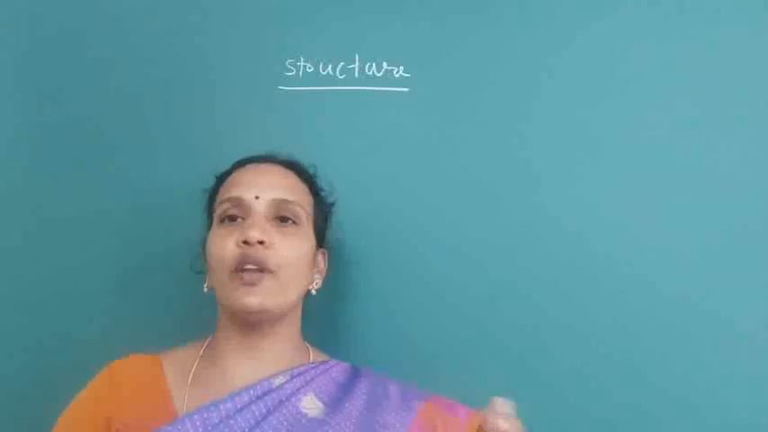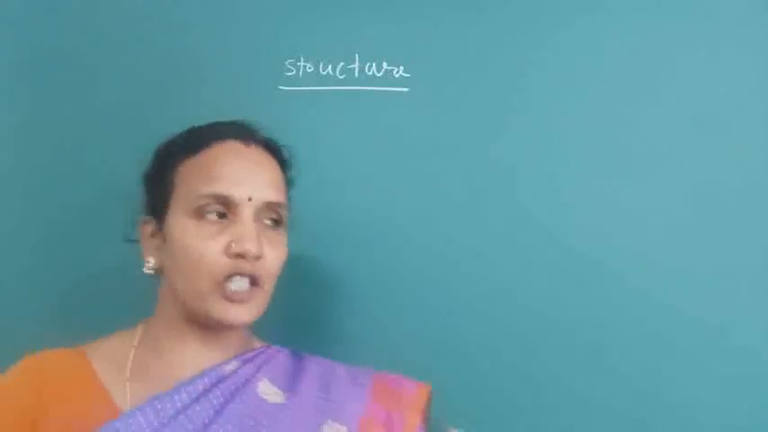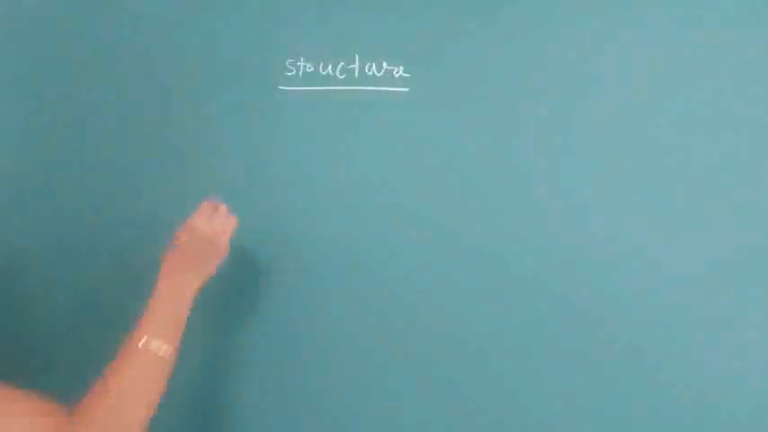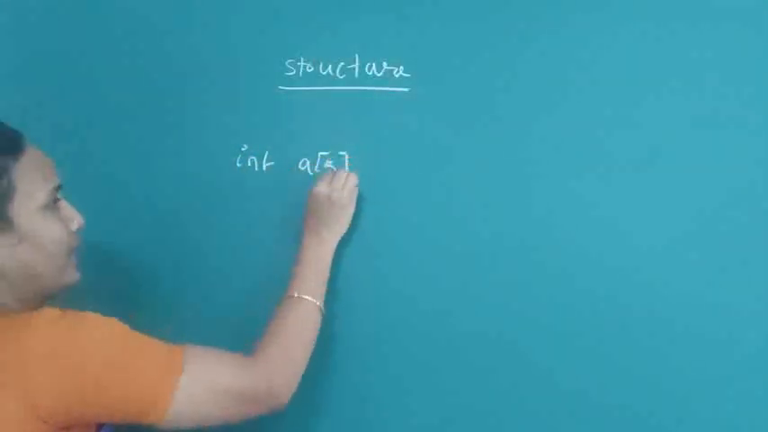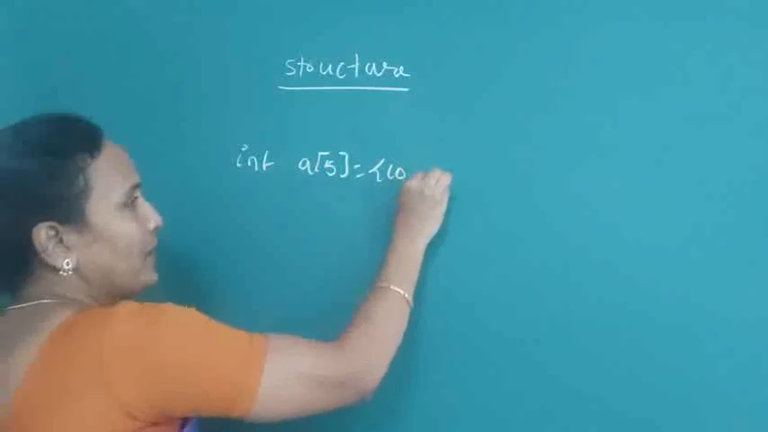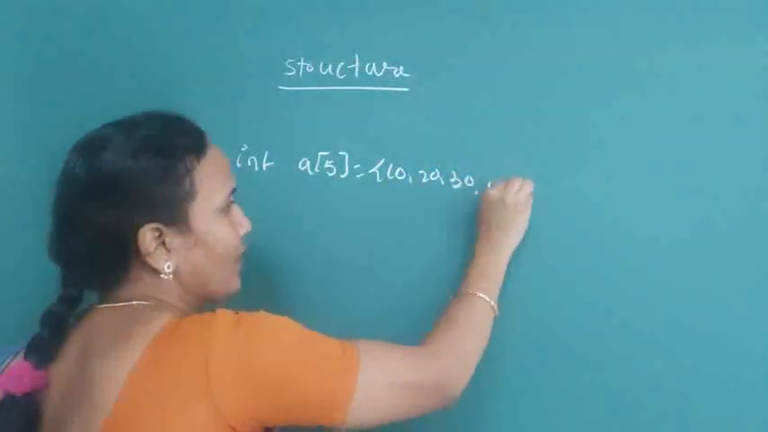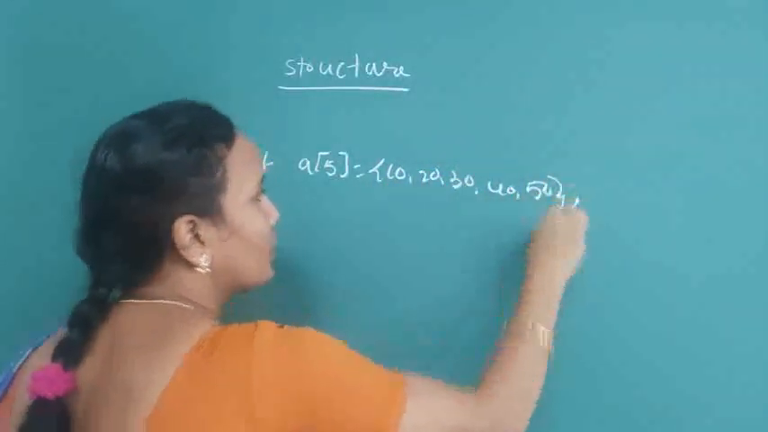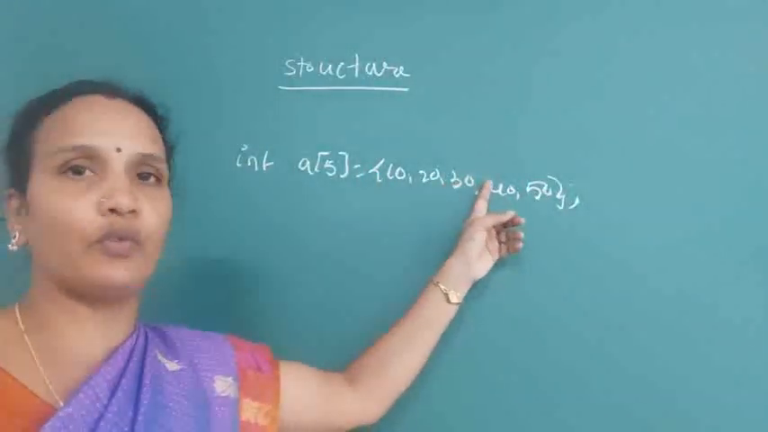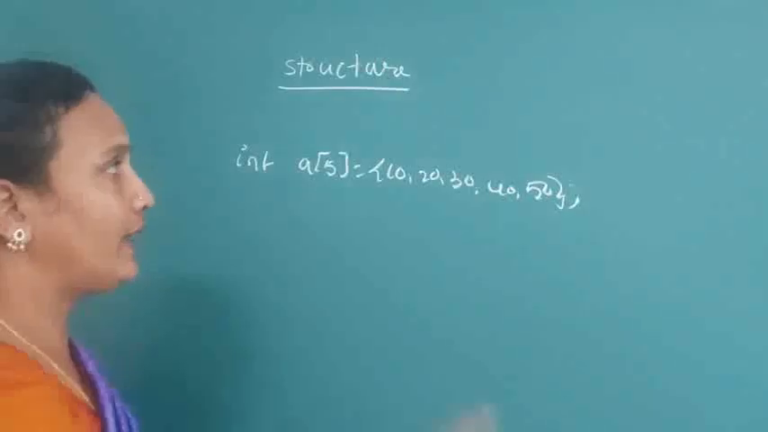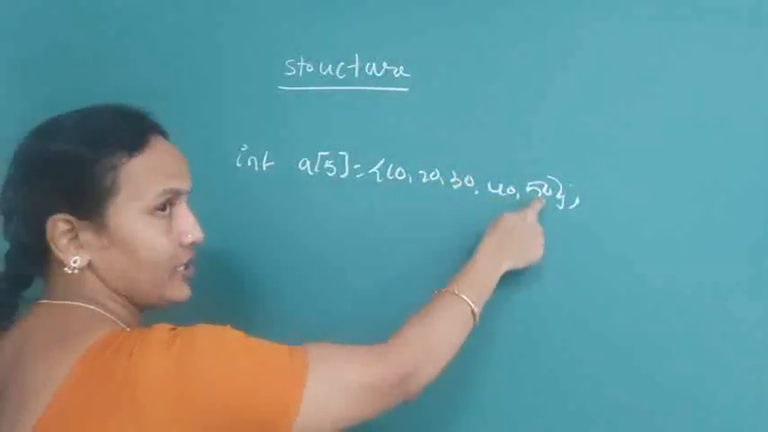Okay, so before going into structures, first let me explain to you about arrays. For example, if I give it like this, int A[5] = {10, 20, 30, 40, 50}. In total, how many elements do you have? 5 elements: 1, 2, 3, 4, 5. And the 5 are integers.